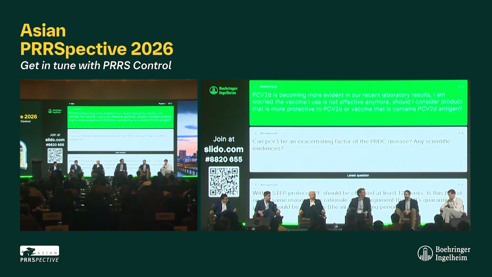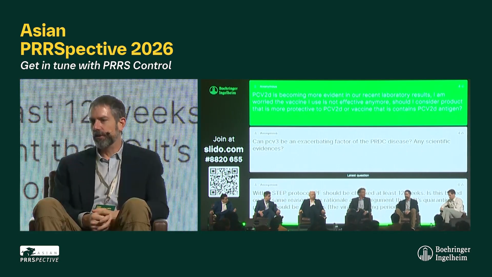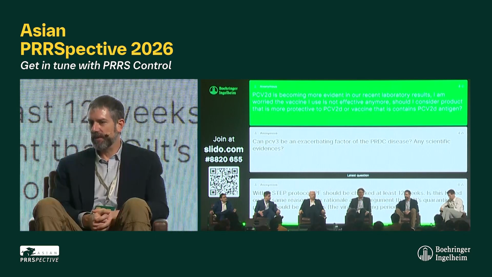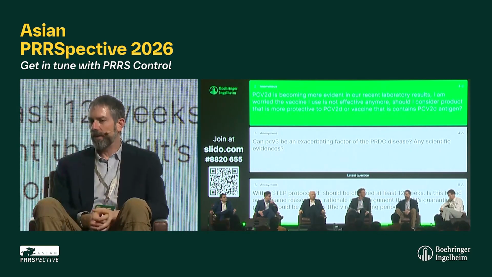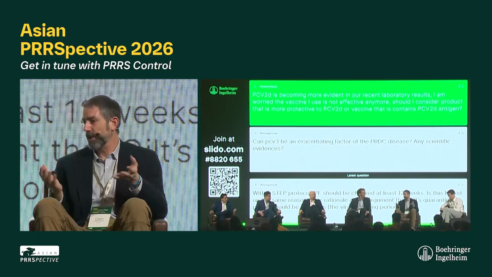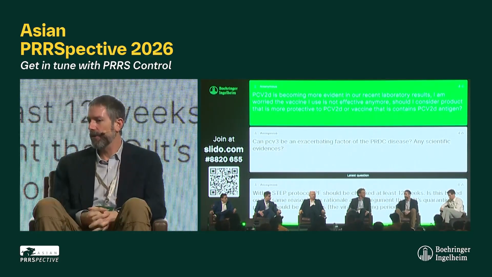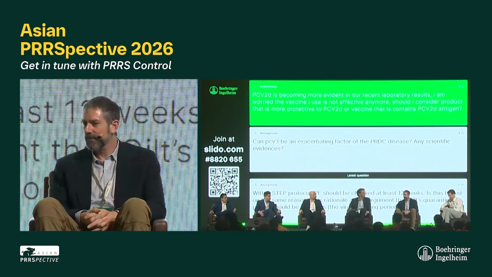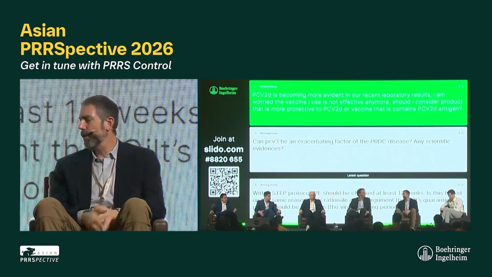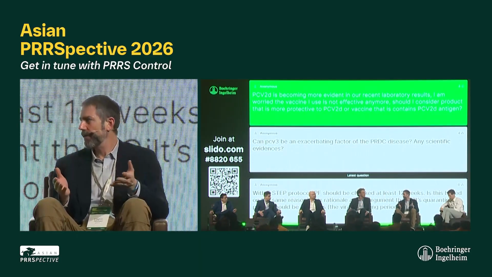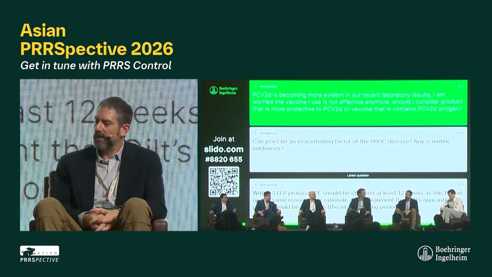I think as a general rule of thumb, as I read the question, should I consider a product that is more protective to PCV2D? If you find a product that is most protective against the strain you think you're going to get for any pathogen, you should use that one. Shifting to a PCV2D antigen vaccine is a different question. If there's evidence that shows it's more protective than your current product, then sure. But I would want to see that evidence.